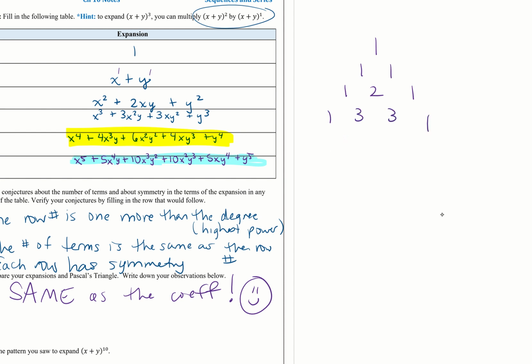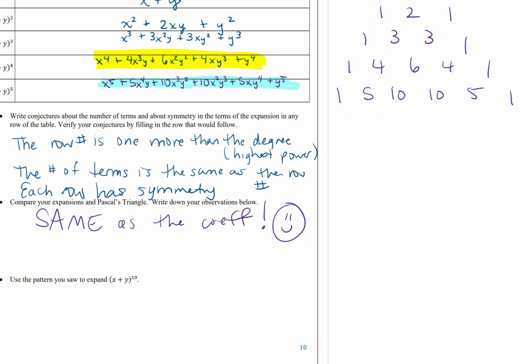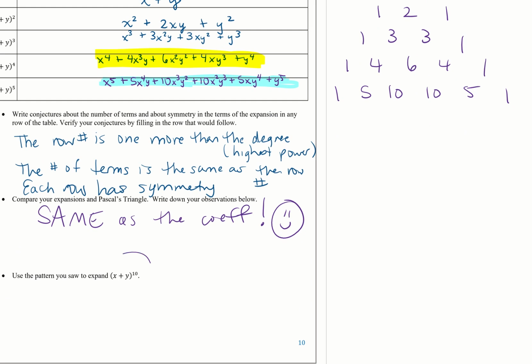Sorry, see if I can write it. And notice that those are the exact same as the coefficients for each one. So we can use that then to expand out this.